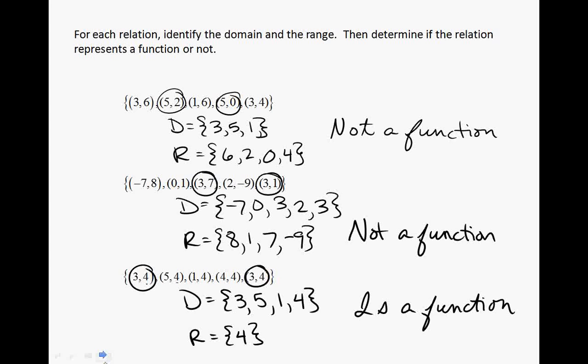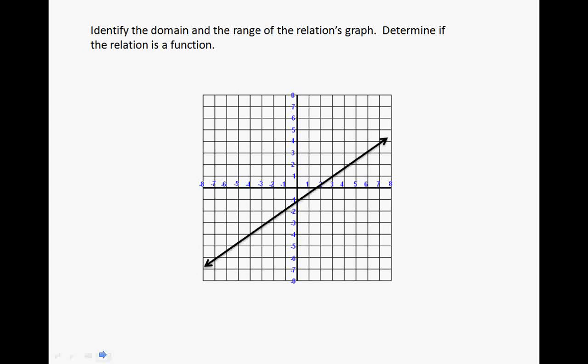Okay, sometimes we look at relations in a graph form. There are some relations that have so many points in them, they're infinite sets of points, that we can't possibly list out all of their ordered pairs. So we graph them. This graph right here looks like a straight line. My arrowheads on either end indicate that the line continues in those directions, in infinite directions.